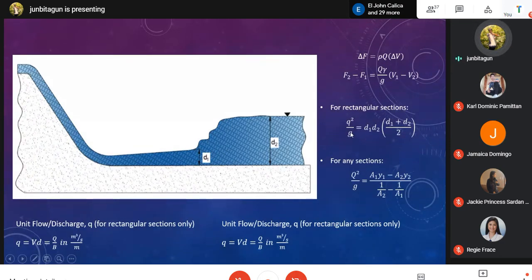And then g here is the acceleration due to gravity. D1 is the depth at the first point, then D2 is the depth at the upper point. So for any section, this will show it. The A there is the area. The area for a rectangular section is B times D1, or B times D2. B does not change all throughout the flow when it is rectangular. For any section there are changes, but we have examples and I will show you that later.